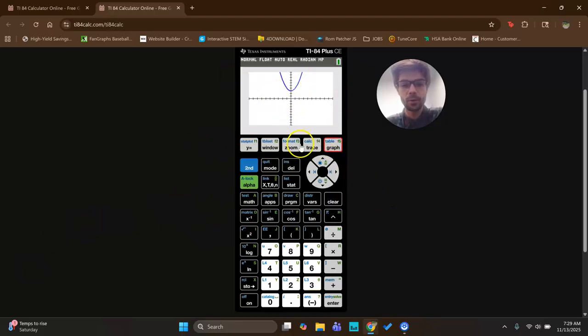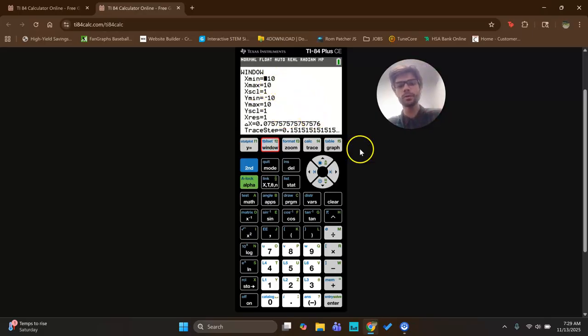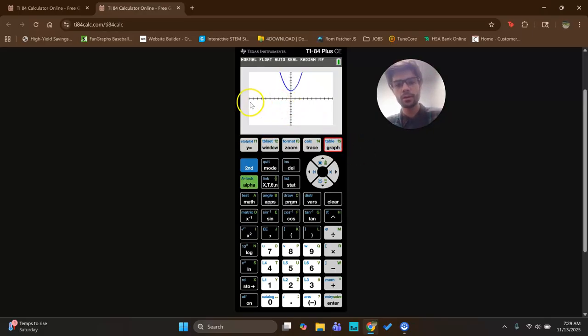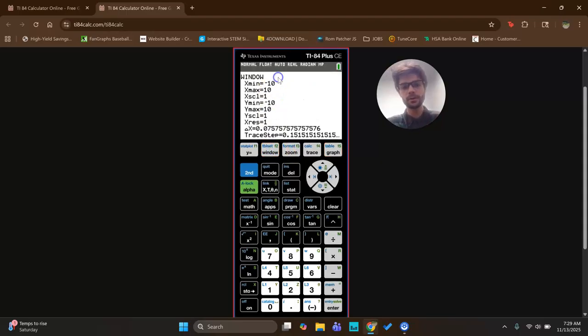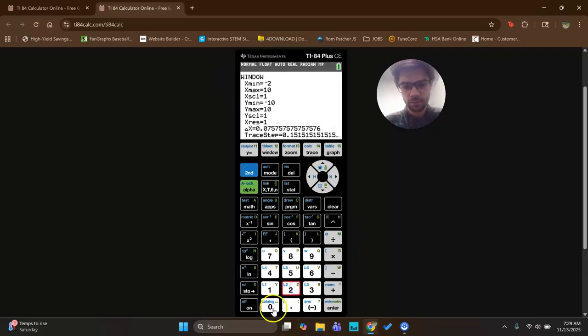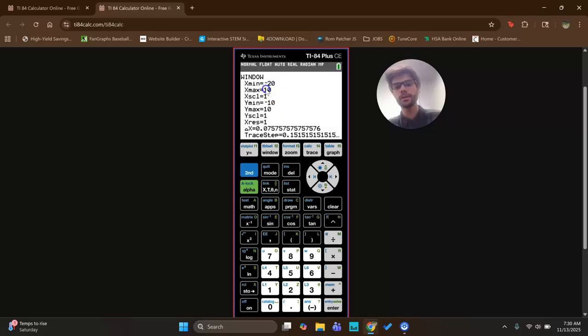Now, you always want to check, if you can't see it, your window settings, which is right here next to the y equals to the right. This tells you what you're seeing. So for instance, our graph here goes -10 to 10 on the x, and then -10 to 10 on the y. If you can't see a graph, maybe the window's not right, so you could change this. So let's change it. Instead of having our x min at -10, let's do -20. And then we'll keep the x max the same.